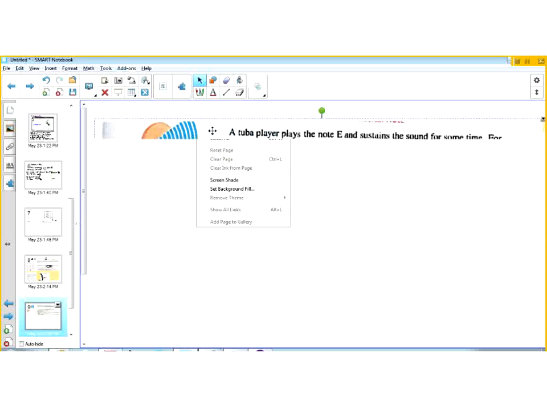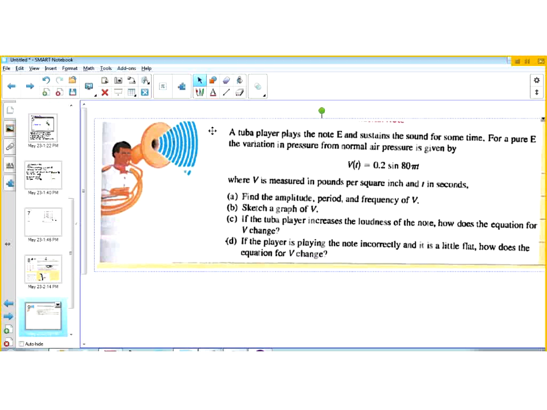So in this example, a multi-part question, and this could be in WebAssign as well, we have the following. A tuba player plays the note E and sustains this sound for some time. For a pure E, the variation in pressure from normal air pressure is given by this, where V is measured in pounds per square inch. So V is essentially pressure, the air pressure that this person has to exert to get the note out, in terms of t. We want to find the amplitude, period, and frequency of the pressure with time.